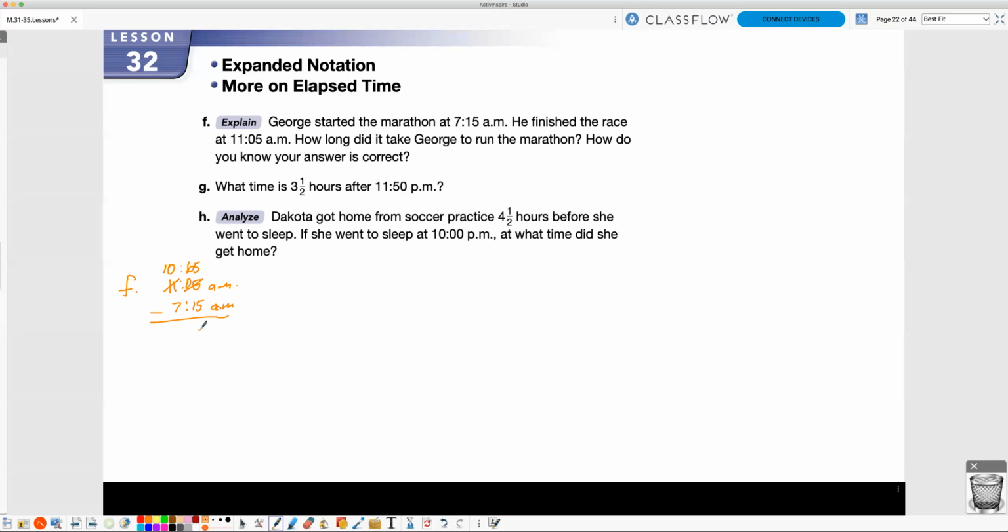So now I take that away. I've got 5 minus 5 is 0. 6 minus 1 is 5. And then I have 10 minus 7 would be 3. So it's 3 hours and 50 minutes. This is not an AM or PM answer. This would simply be 3 hours and 50 minutes for the answer. Letter G, what time is 3.5 hours after 11:50 p.m.? Go ahead and answer that one.